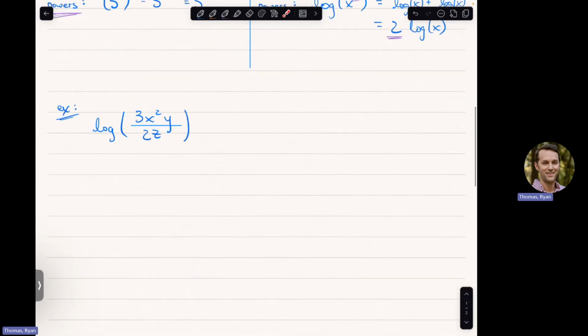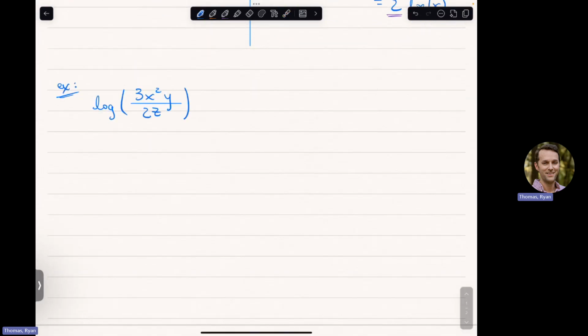So one quick example of stuff that we can do with this. I've got the log of 3x squared times y all over 2z. This is a big jumbled mess, right? We've got all sorts of different things running around here, but I'm going to show you how we can use these log properties to turn it into something that at least doesn't look quite as intimidating, or at least looks different. So first of all, notice that there are a bunch of multiplications here. There's also this division happening of the whole thing. And then in at least one place, we've got a power on something.